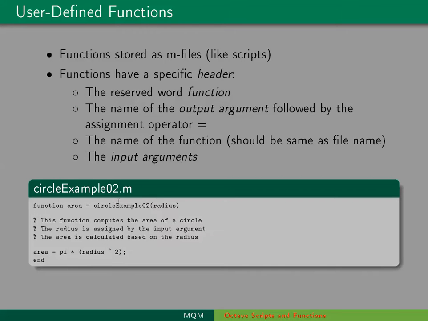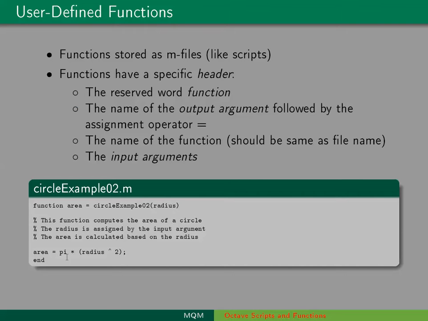So for example, the circle example.m file that we looked at earlier was a script, and now we're doing sort of the same calculations, but we're writing a function instead. The first line of this file has the word function. It has the output argument here, the assignment operator, the name of the function, which is the same as the name of the file here, circle example 02, and then parentheses and the input argument.